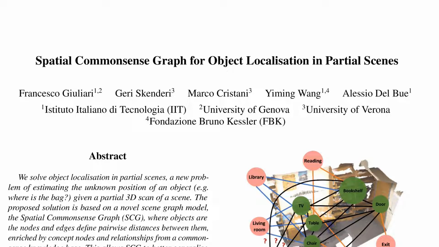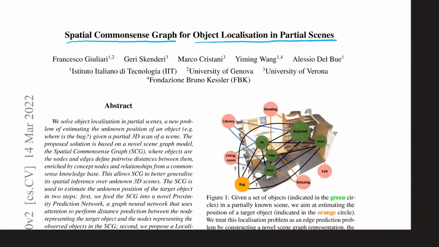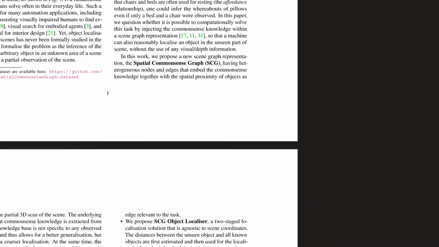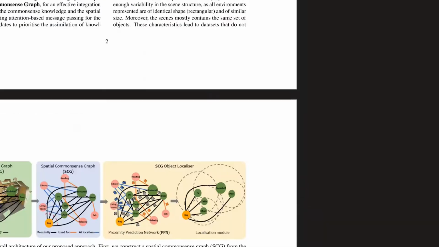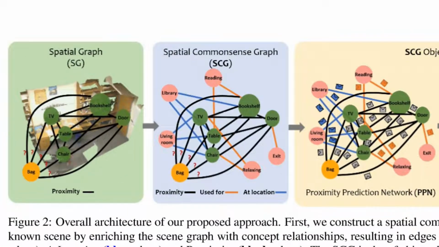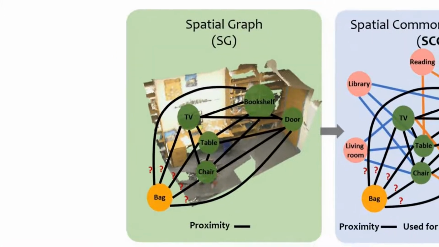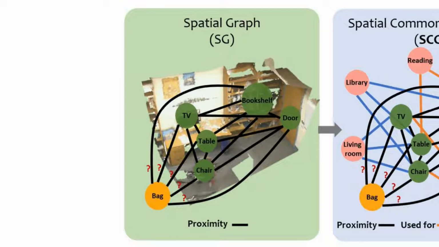Hello, in this video we are going to take a look at the paper Spatial Commonsense Graph for Object Localization in Partial Scenes. The idea of this paper is depicted in figure 2. Let's go to that. In figure 2 here, first imagine that we have one room full of objects.